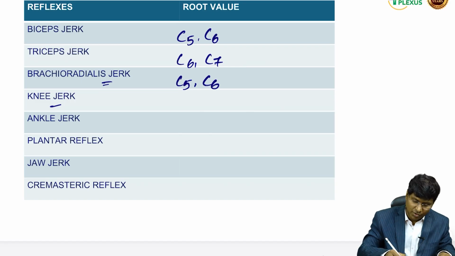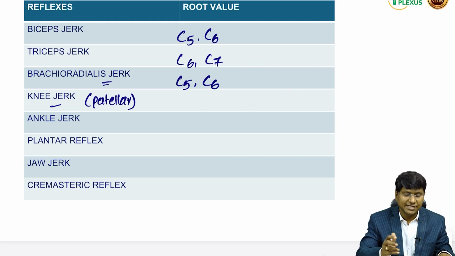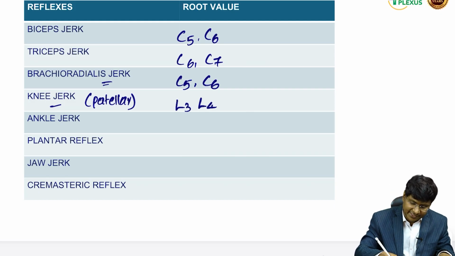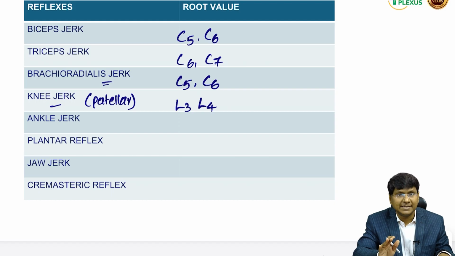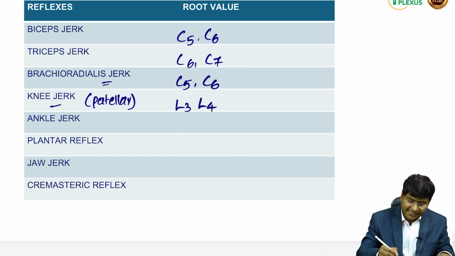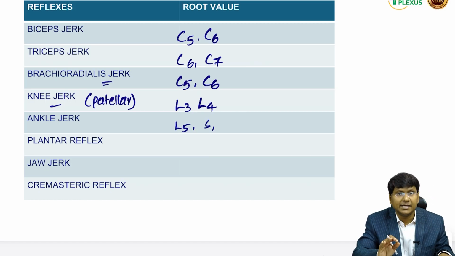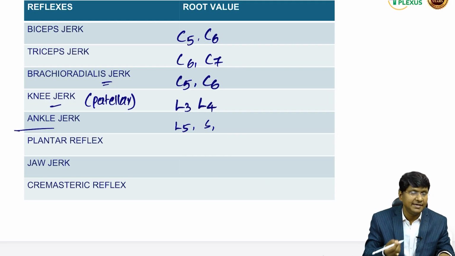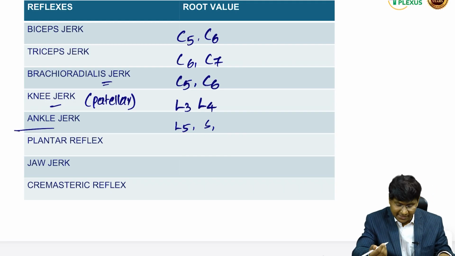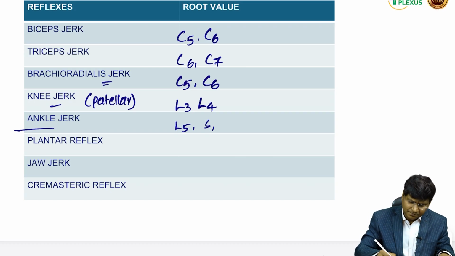Whereas you take the lower limb deep tendon reflexes, that is knee jerk, which is also called patellar jerk. So knee jerk, the root value is L3 as well as L4, and then followed by that the ankle jerk. The ankle jerk, the root value is L5 and S1. And next is the plantar reflex. The plantar reflex is the superficial reflex, right? So up to ankle jerk, these are the deep tendon reflexes, whereas the plantar reflex is also a polysynaptic reflex. So this plantar reflex root value is predominantly S1.